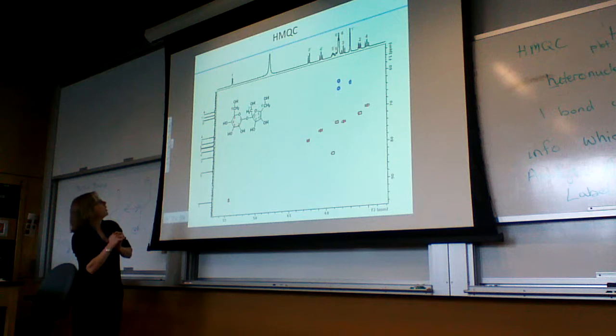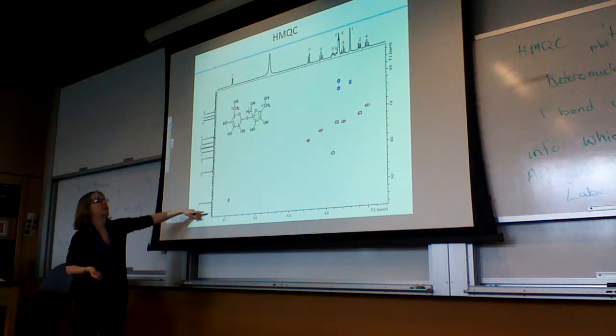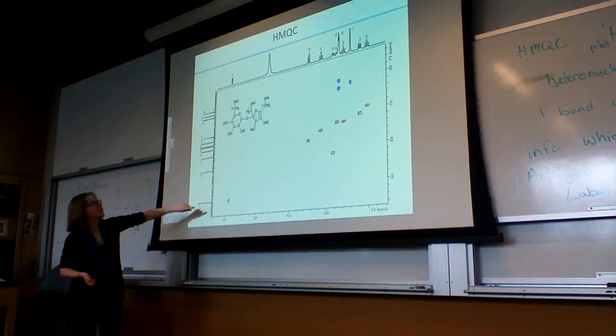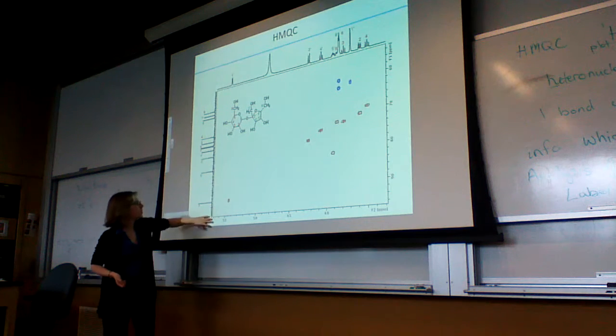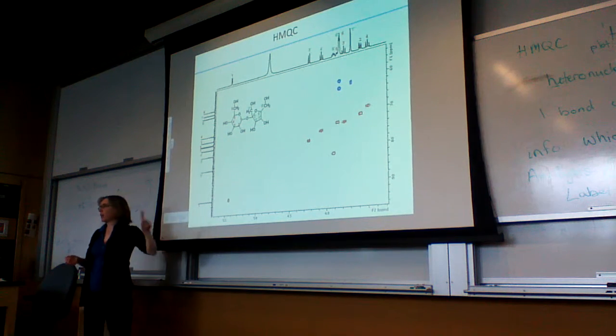So 2' is not showing up in their carbon spectrum, probably because they didn't do the high resolution like we're going to do. But if you have 2' on here, it's probably showing up somewhere in this region. It's not going to have a cross peak.